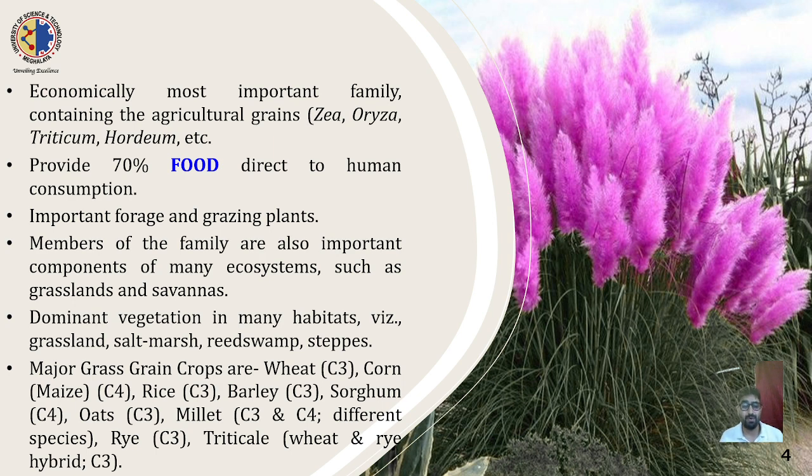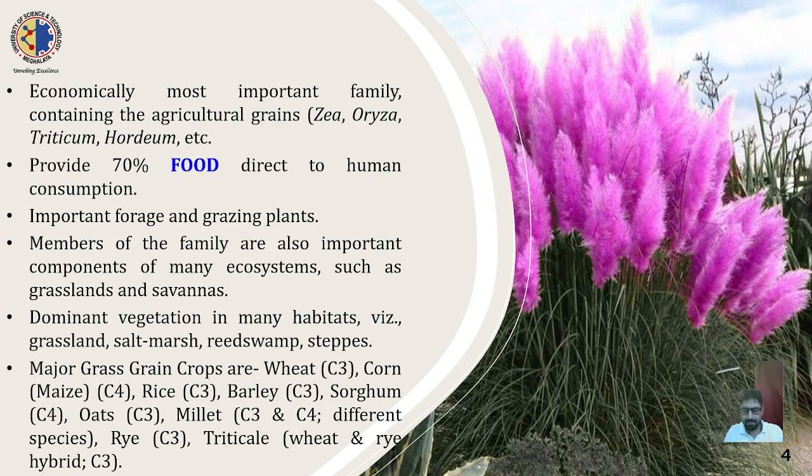And one of the most interesting things is that this family has both C3 and C4 plants. Most angiosperms are C3 plants, possessing C3 photosynthesis, but C4 photosynthesis is rare. But what is C4 photosynthesis? Some grasses adapted to warm tropical climates have a specialized type of photosynthesis. This photosynthesis is called C4 photosynthesis.